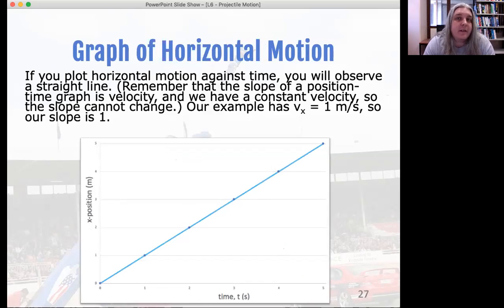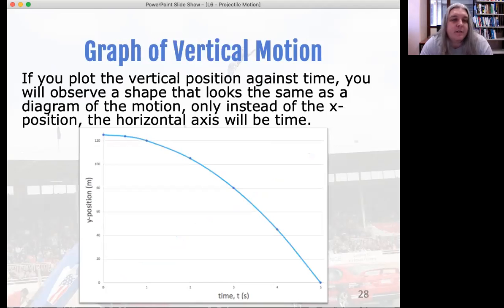Of course, as we've talked about with graphing things for kinematic situations, you can plot each dimension against time. The x position has a constant velocity, therefore it's a straight line. This example here has a straight line with a slope of 1, so it's got a horizontal velocity of 1 meter per second. The vertical motion will look very similar to the graph of y position versus x position, because x position is changing linearly with time.